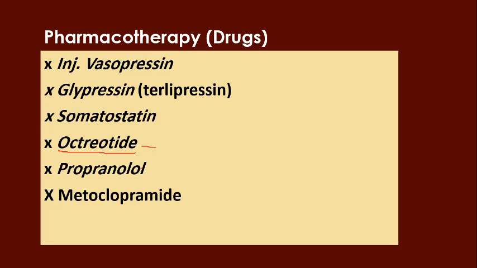Metoclopramide 20 mg IV causes lower esophageal sphincter constriction. Proton pump inhibitors also could be used. And tranexamic acid is another drug that is also used in variceal bleeding.